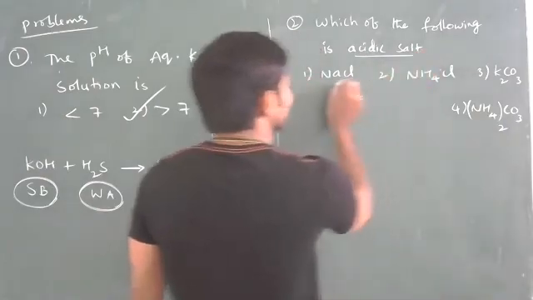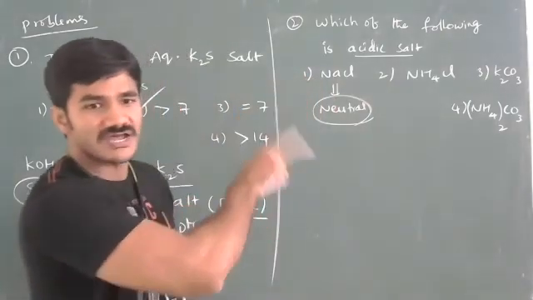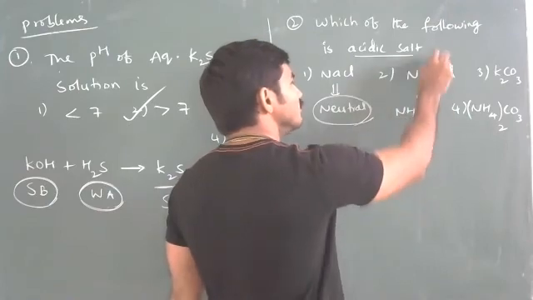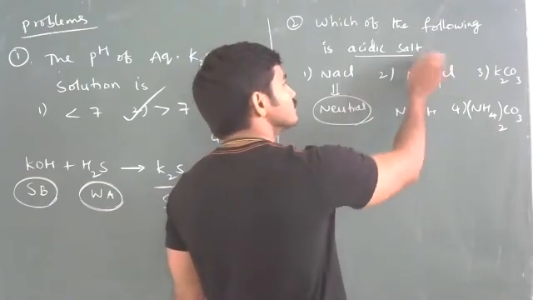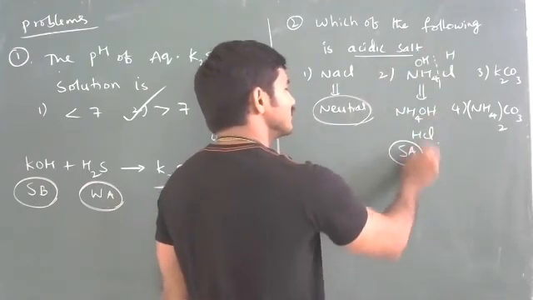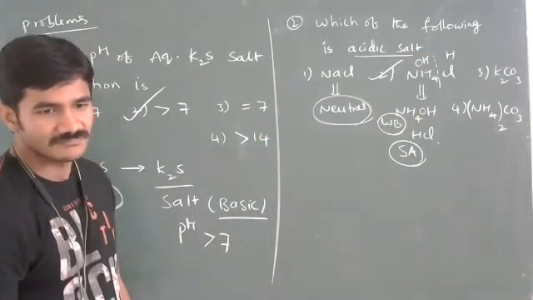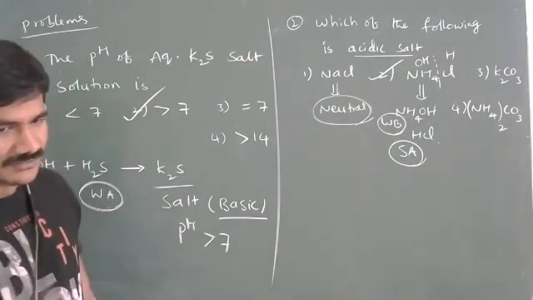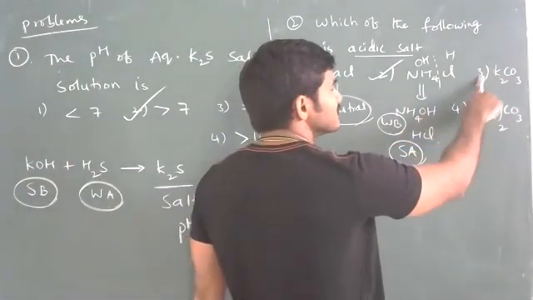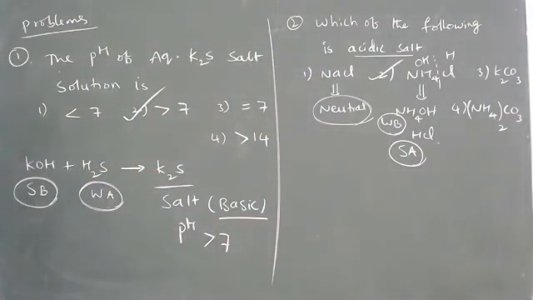You see, acidic salt. NaCl is a neutral salt, because it is prepared from both strong acid and strong base. But ammonium chloride is prepared from NH4OH and HCl. This is a strong acid and a weak base. So what is the nature of this? Acidic salt. Not C, D. K2CO3 is strong base, weak acid, so basic. And ammonium carbonate is weak base, weak acid. Are you able to understand?